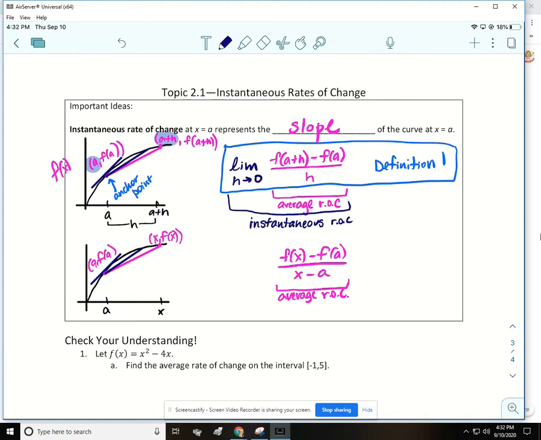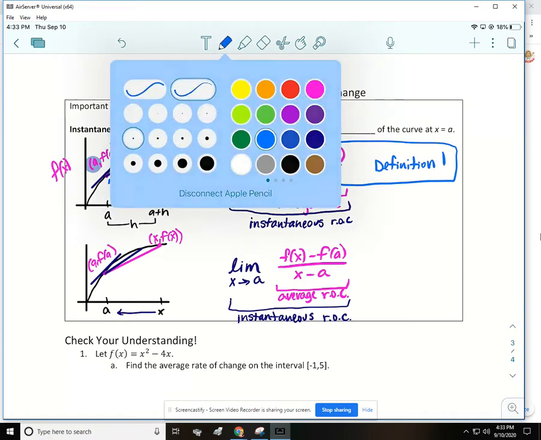Now we don't do h on this one. There is no h on this one. So this time, what we want to do is move the x closer and closer to A. So you're finding the limit as x approaches A. Once I get that in there, what we have is an instantaneous rate of change, another way to find it. And so we'll call this one definition 2.